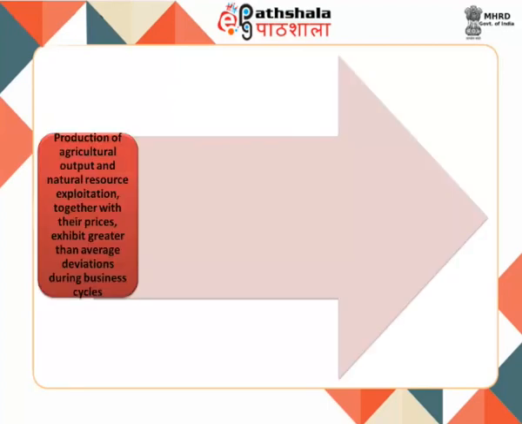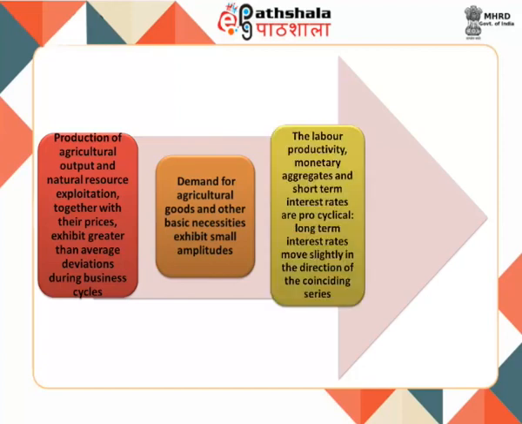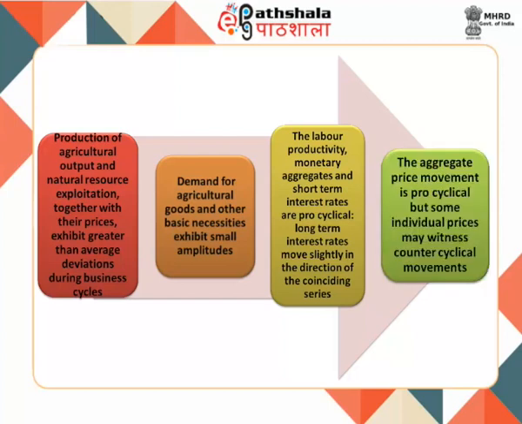Production of agricultural output and natural resource exploitation, together with their prices, exhibit greater than average deviations during business cycles. Demand for agricultural goods and other basic necessities exhibit small amplitudes. Economic variables can move in different directions. Real wage movements are sometimes found to be counter-cyclical during downturns. The labor productivity, monetary aggregates, and short-term interest rates are pro-cyclical. Long-term interest rates move slightly in the direction of the coinciding series. The aggregate price movement is pro-cyclical, but some individual prices may witness counter-cyclical movements.